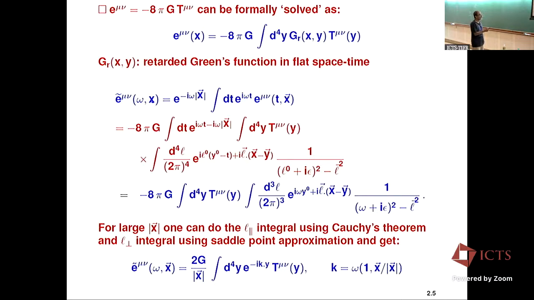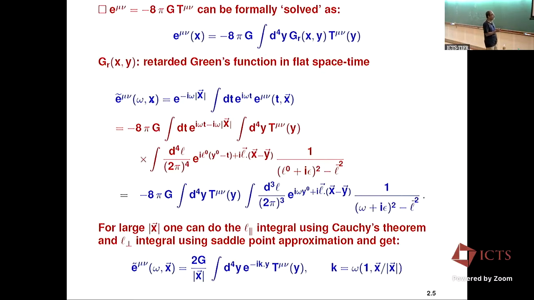The only extra ingredient in the second line is that this retarded Green's function I have expressed in terms of Fourier transform. You are familiar with Feynman propagators, right? L square, the 1 over L square is the Feynman propagator. Retarded propagator is very similar except that the i epsilon prescription is different. For a Feynman propagator, the i epsilon will be outside. Here, i epsilon comes with L0 plus i epsilon. Okay, so all that we have done in going from the first to the second step is to use this expression over here.